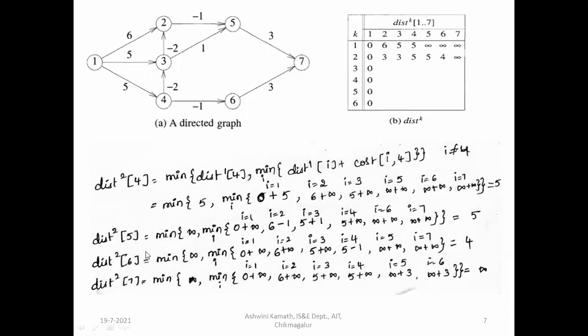Similarly, while writing for 5, from 1 we don't have a direct edge, so 0 plus infinity. From 2 we have an edge, and the edge cost is minus 1. For 2 we have the value 6 from the first row, that is when k is equal to 1, we have the minimum value 6. So 6 minus 1. Then from 3 also we have an edge to 5. 3 to 5 is equal to 1. So it is 5 plus 1. From 4 we don't have a direct edge to 5. From 5 or 6 we don't have, and from 7 we don't have. Among all this, the minimum value is 6 minus 1, which is equal to 5.